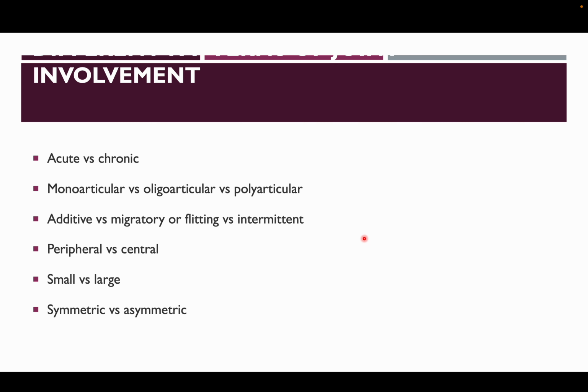Next, peripheral versus central: axial versus peripheral. Axial is spine involvement, hip and pelvis, hip and shoulder, sternoclavicular joint or temporomandibular joint. These are all axial involvements. Peripheral is small joints, elbow, knees, ankle. So all of spine, sternoclavicular, temporomandibular joint, hip and shoulder come under central joints. Then small joints versus large joints.